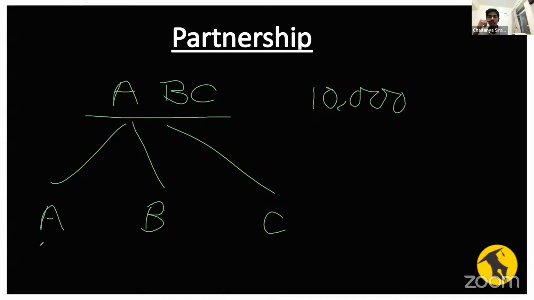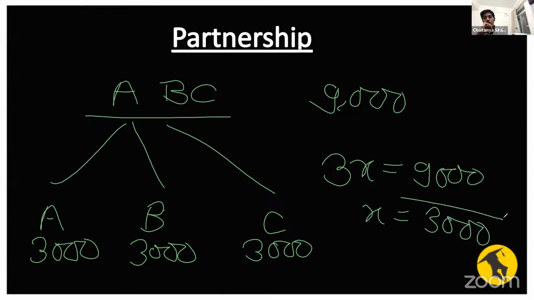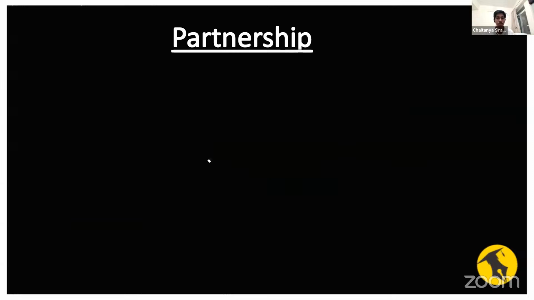Let's say they have a total capital of 10,000. So A must have, let's have something divisible by 3 for ease of calculation. Let's say they have a total capital of 9,000. So A must have given 3,000, B should have given 3,000, and C should have given 3,000. How do I find this? I add these three. So this is 3x equal to 9,000. And you can find the x of 3,000. All right. So there's nothing much of a theoretical part in the partnership. So we'll straight away go to questions and I'll tell how percentages are applicable in your partnership question.